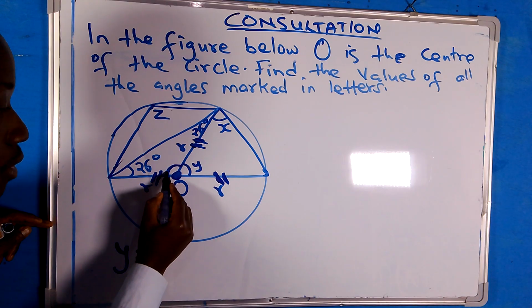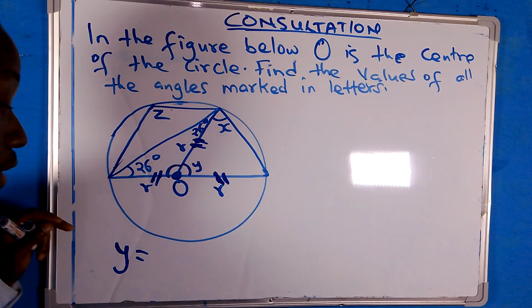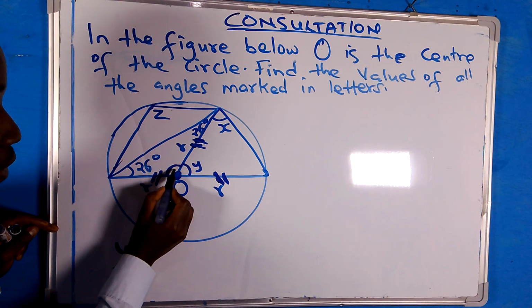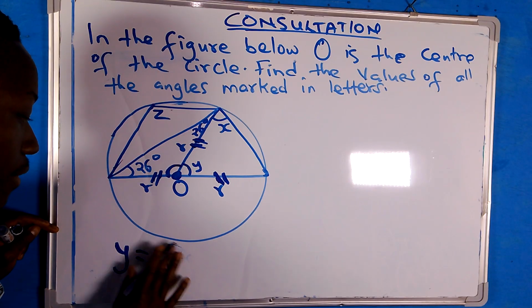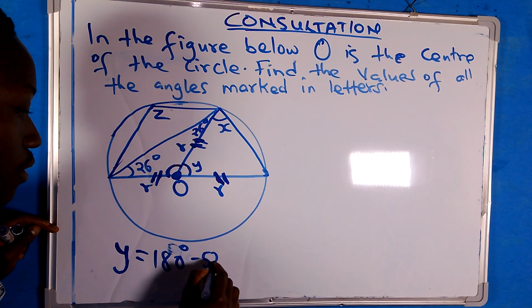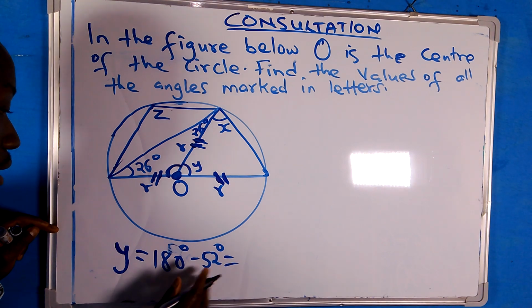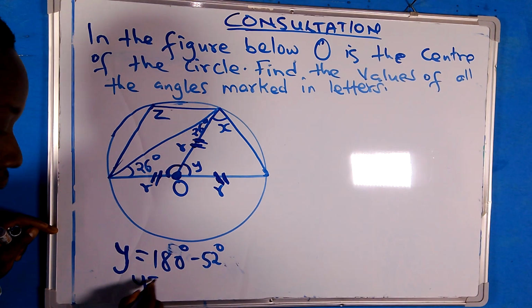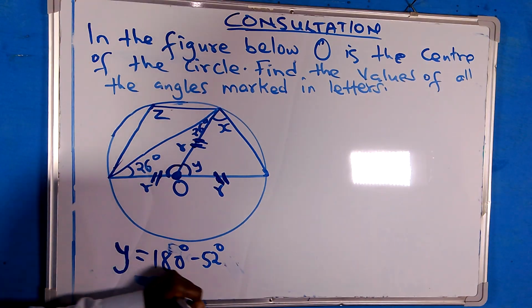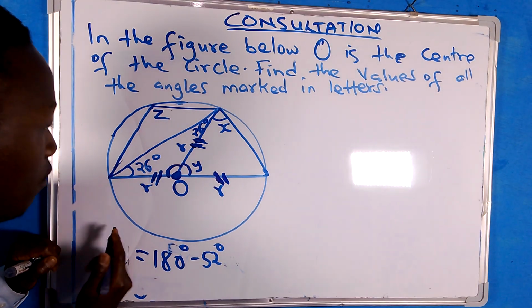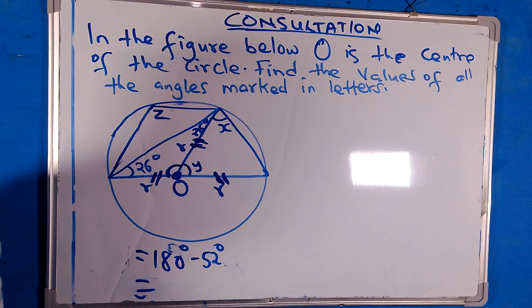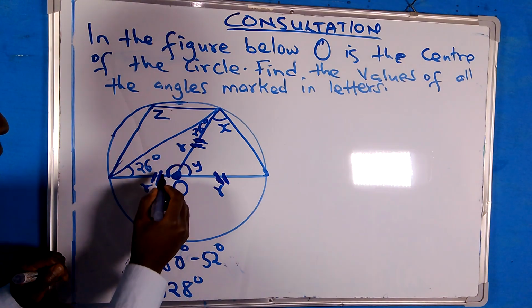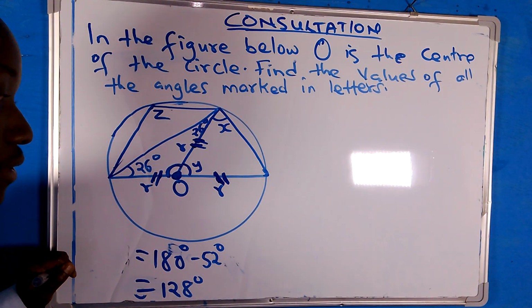And this being a triangle, the sum of the interior angles of a triangle adds up to 180. So for us to get this angle here, we will take 180 degrees minus 52 degrees. For us to get this angle, we add 26 plus 26, 52. 180 minus 52 is going to give us 128 degrees. So this angle here is the one which is 128 degrees.